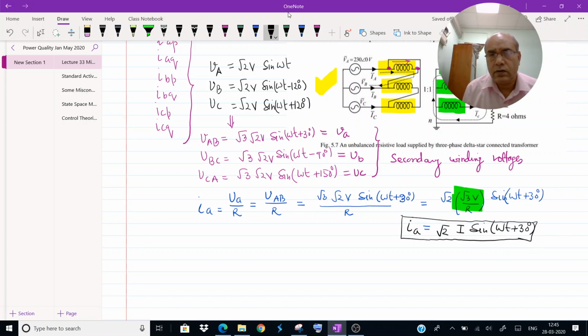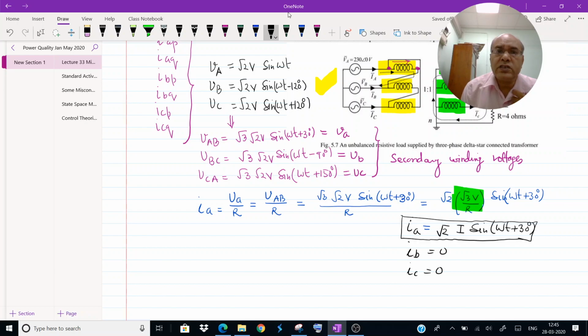Okay, this is IA. But what about IB and IC? IB and IC will be equal to 0, because there is no load between phase B and phase C, and therefore the current through phase B and C will be 0. Okay, so I can write here IB is equal to 0 and IC is equal to 0.